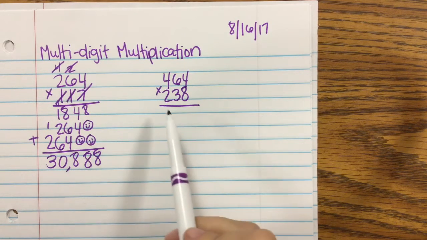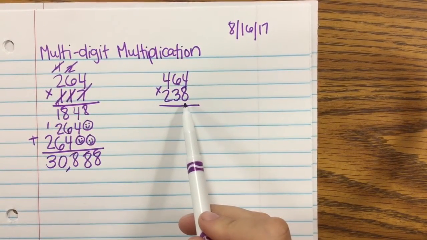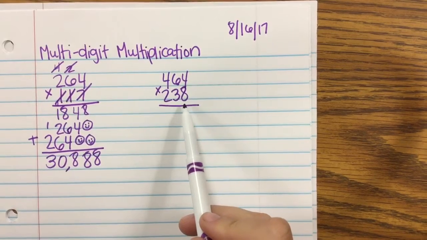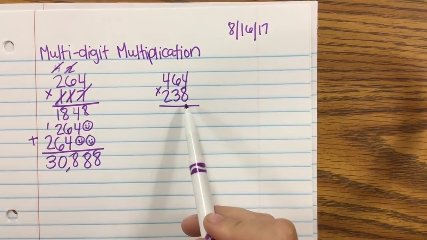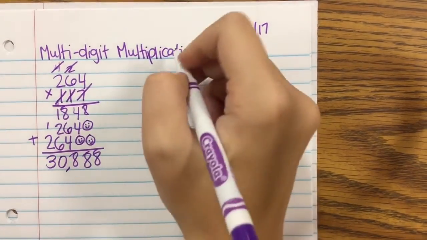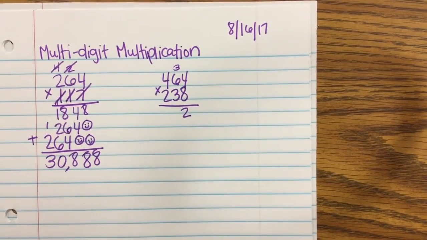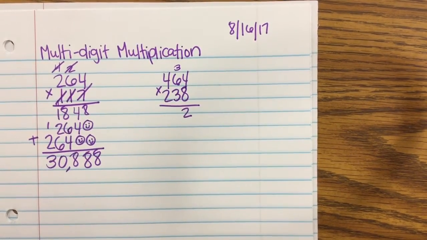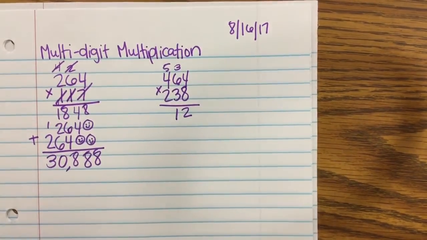And looking at my bottom factor, class, what digit is in my ones place? 8. Everybody agree with that? So I'm going to pretend like that 230 is not even there. I'm just multiplying 464 times 8. So what is 8 times 4? Y'all got to wake up. What's 8 times 6? 48 plus 3. 51. I hope y'all are sure, because I'm not sure. I'm just kidding. I'm sure.